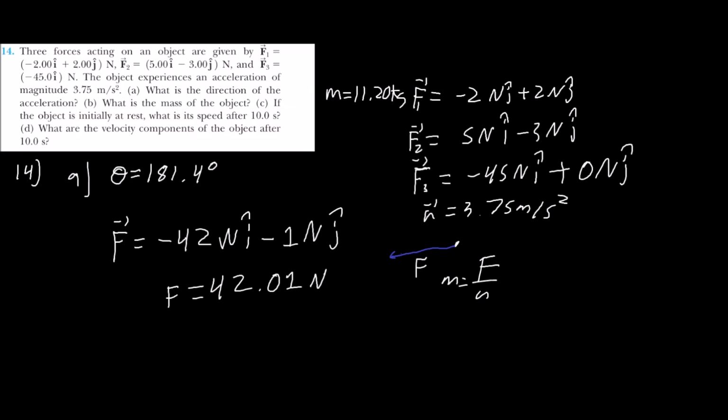So I'm going to store that there. That means that f cosine of that angle should have exactly negative 42, and f sine of that should have approximately negative 1, which it does. Okay, beautiful. So that matches.